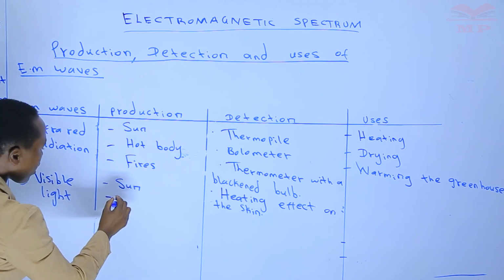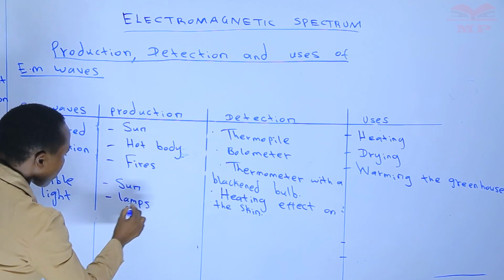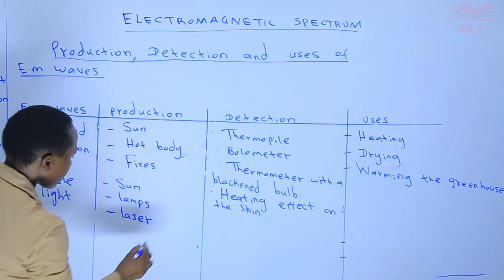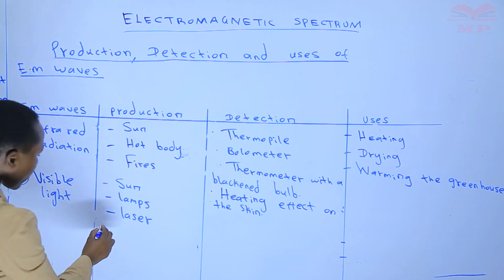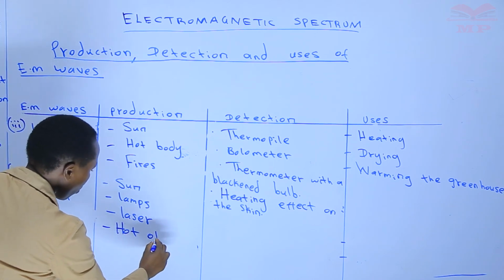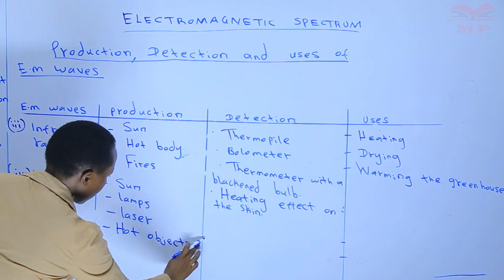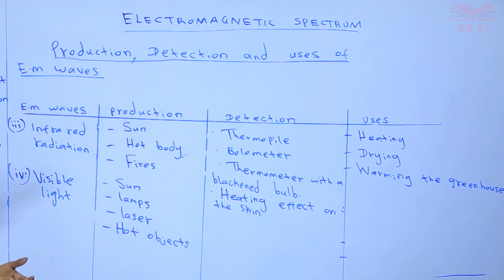We also have the lamps. We also have the lasers as a source of the visible light. We can also talk of the hot objects. For example, when you have something like burning charcoal, it can also be used to produce light. So the visible light is produced by the sun, the lamps, the lasers, and the hot objects.